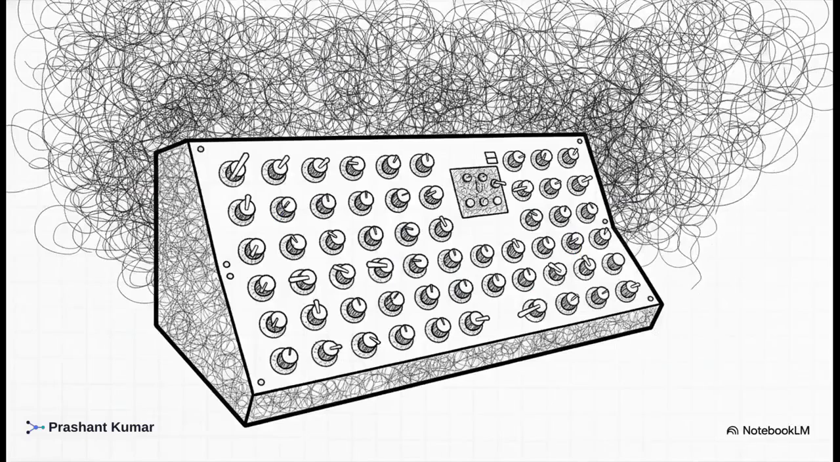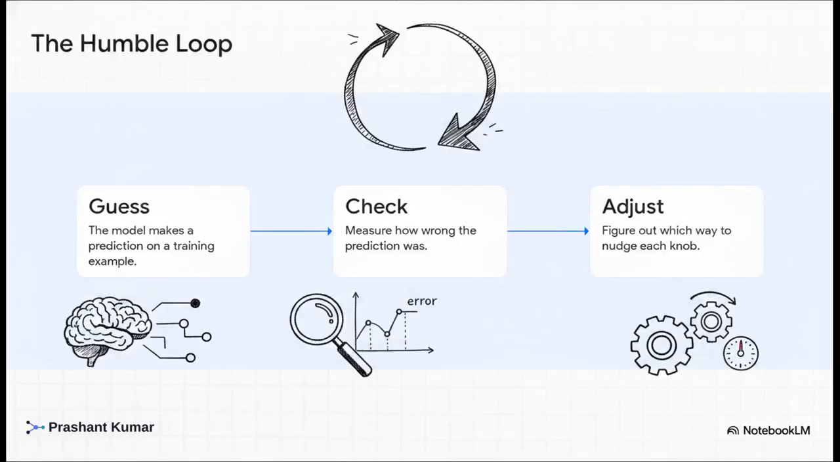But right at the beginning, before any training even happens, all those knobs are set completely at random. This means the model is, well, practically useless right out of the gate. It's just spitting out absolute nonsense. So, how do we fix that? Well, that's exactly where our humble loop begins. Here's our roadmap for the process, broken down into 3 super simple stages. Step 1 is guess, step 2 is check, and step 3 is adjust. Let's walk through exactly how this plays out.